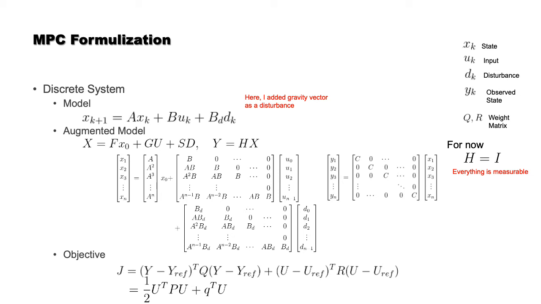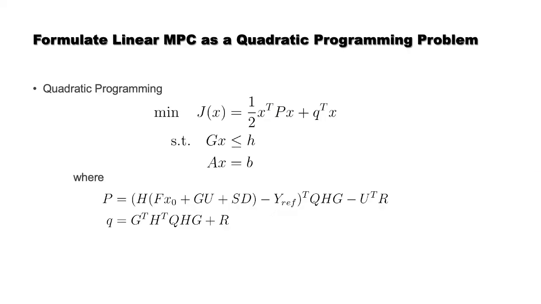Assuming that everything can be observed, which means H is equal to the identity matrix, we then get the predicted measured state Y. And then in MPC, our objective is to minimize the quadratic cost of states and inputs by substituting Y into the original objective function as shown in the last equation. We can then have an objective function that is only dependent on inputs u. The original problem is then turned into a quadratic form.